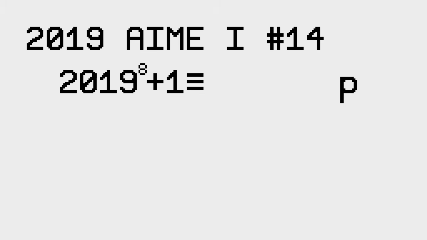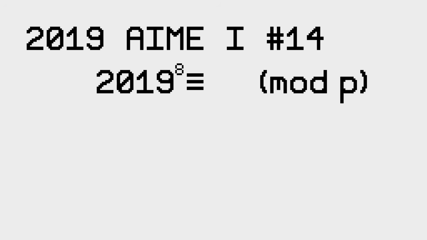Since p divides 2019 to the power of 8 plus 1, 2019 to the power of 8 plus 1 is congruent to 0 mod p. We can subtract 1 from both sides to get 2019 to the power of 8 is congruent to negative 1 mod p. This is very close to the form we want, so we can apply Fermat's little theorem, but we want a positive one, not a negative one.